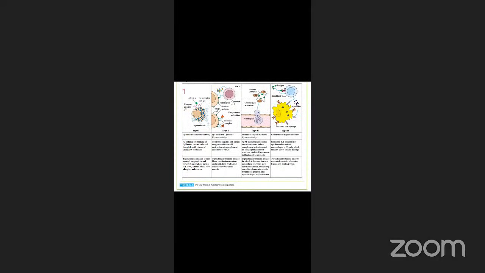In hypersensitivity reactions, we have four types. The first one is immunoglobulin E mediated hypersensitivity reaction, the second is immunoglobulin G mediated cytotoxic hypersensitivity reaction, the third is immune complex mediated hypersensitivity reaction, and finally the fourth is cell mediated hypersensitivity reaction.